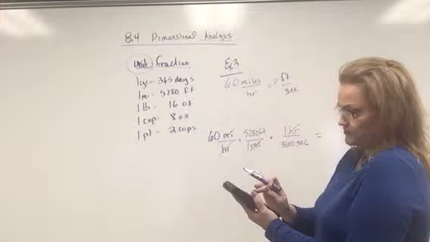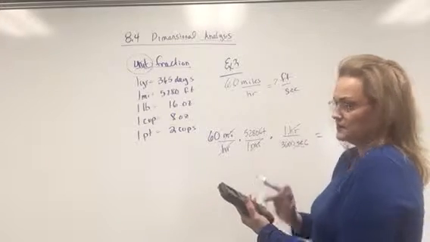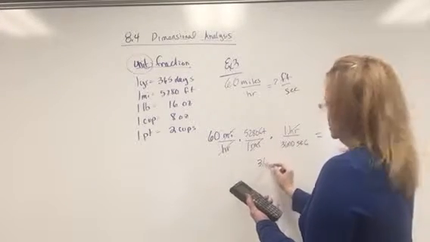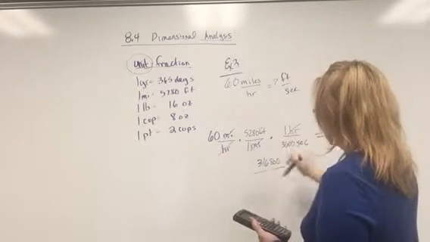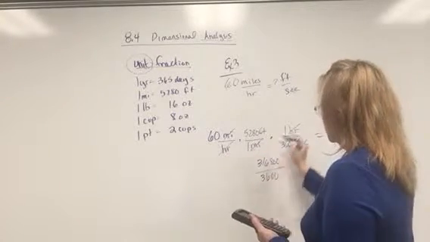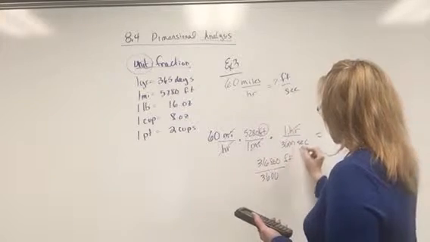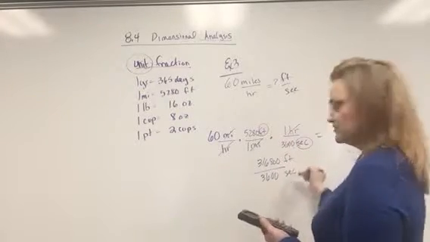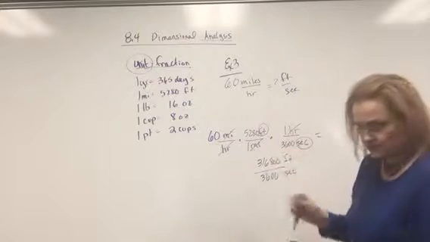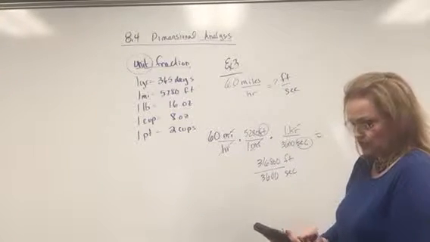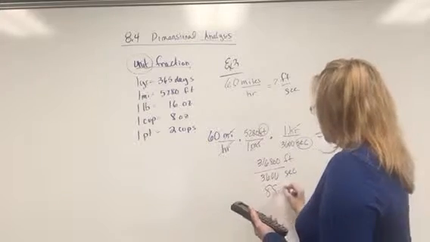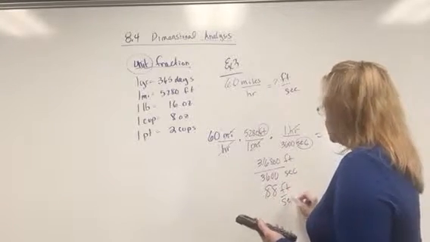60 times 5280 is 316,800. Then on the bottom I've got a 1, 1, and 3,600. And again, what's left is feet on the top and seconds on the bottom, so feet per second. Then I need to do the divide here. So 316,800 divided by 3,600 is 88. So that's 88 feet per second.